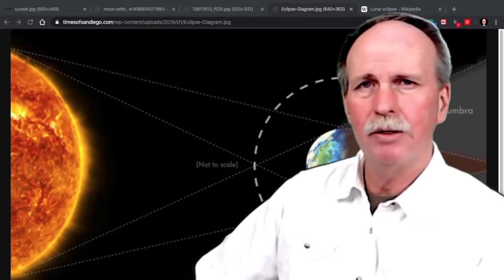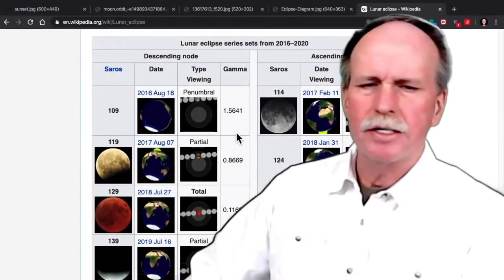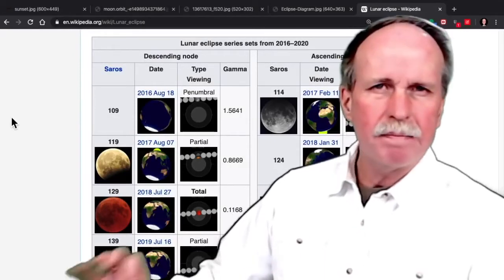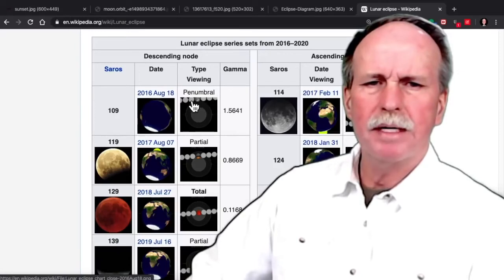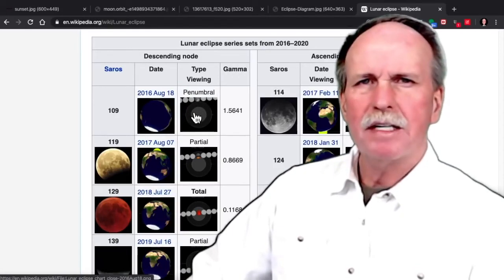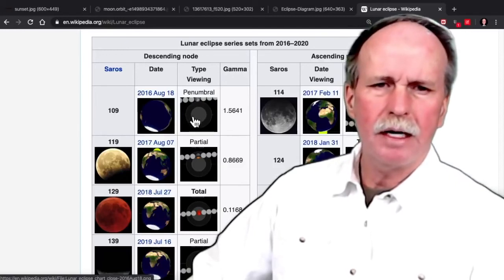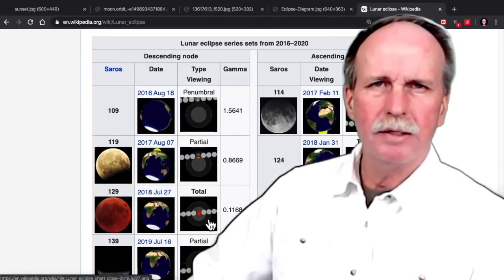That might be a good little bit of math to try and do. Now, there are 4 basic types of eclipses, and they're noted right here. A penumbral eclipse means that the moon passes through the penumbra of the Earth's shadow, but not the umbra. If it touches or goes through the umbra, it's either a partial eclipse or a total eclipse.